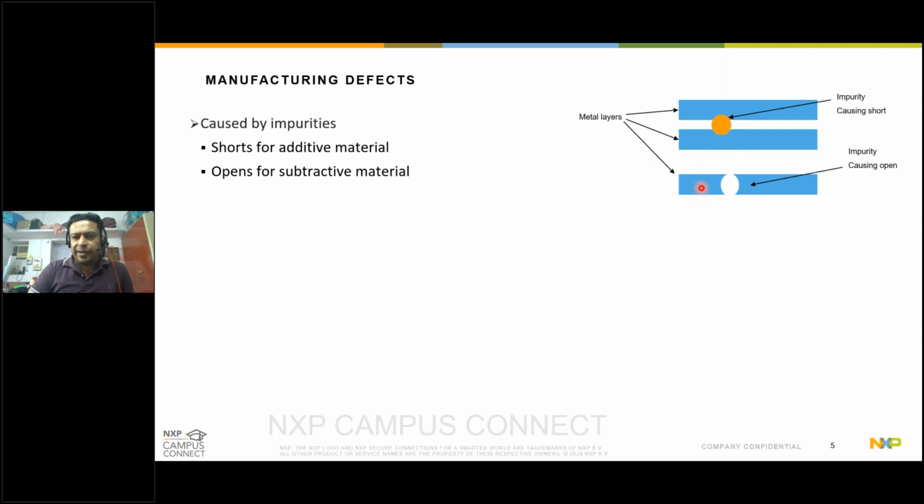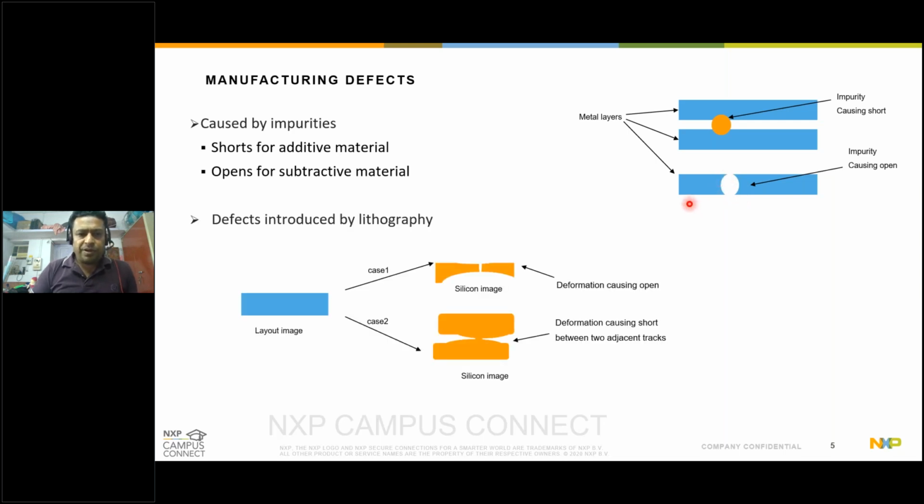On the other hand, another kind of impurity, which may not be conductive, if it gets introduced in the path of a metal track, may prevent this metal track from being laid out properly, and it can cause an open, because at this impurity site your metal will not be deposited.